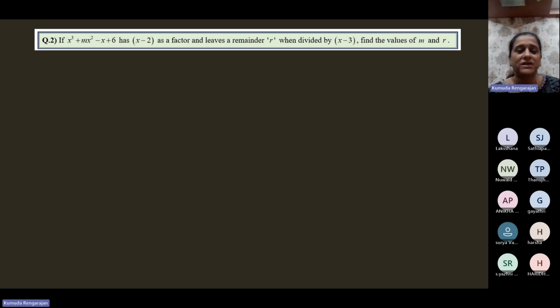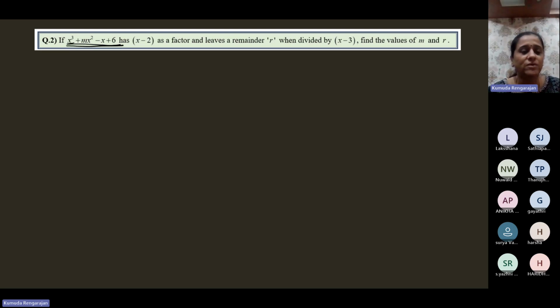So let's spend some time to understand the question. This one is a cubic polynomial. The name is not given, so you can give it a name. Sometimes in the question it's given as p of x or f of x. If nothing is given, you can name the polynomial in your answer. So this is a cubic polynomial.